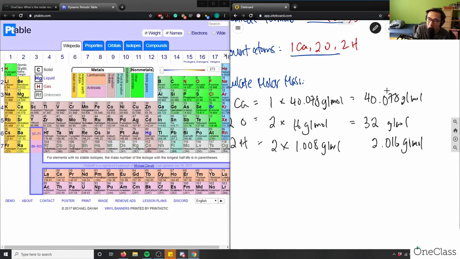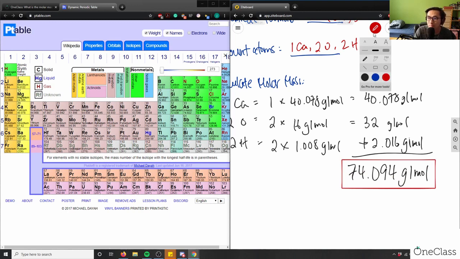What I can do is add all of these up. I take out my calculator: 40.078 plus 32 plus 2.016. The molar mass of calcium hydroxide is 74.094 grams per mole. This is my final answer for Ca(OH)2, the molar mass of this compound.